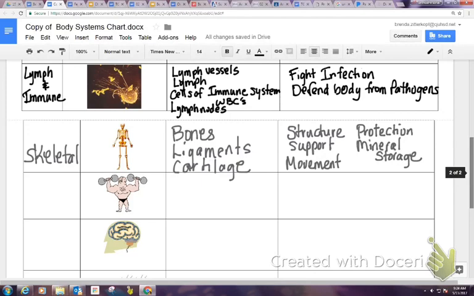Okay, next system there. What's that represent? Muscular. We're almost done. Muscular system, so obviously our muscles and tendons that connect muscles to bones.